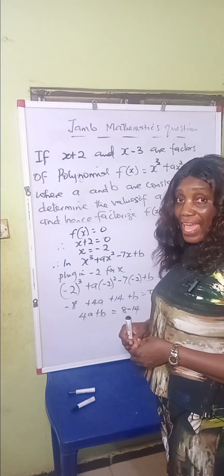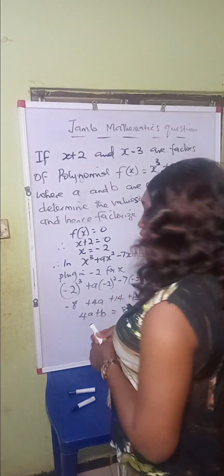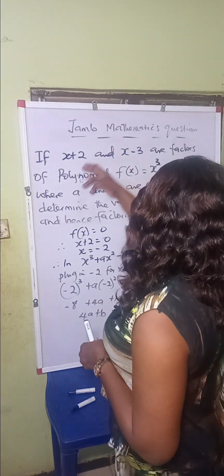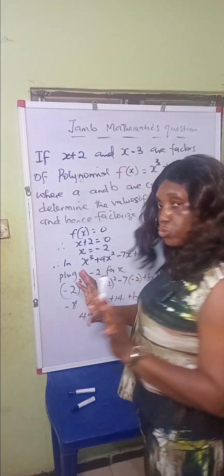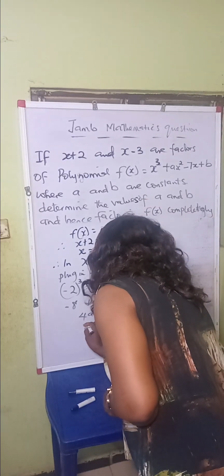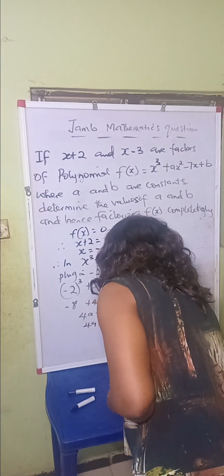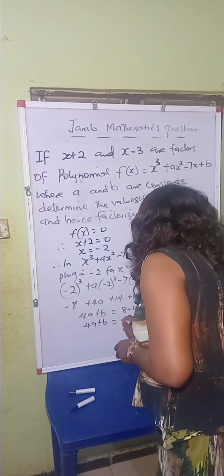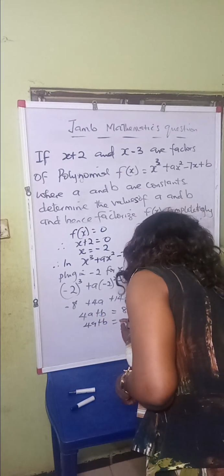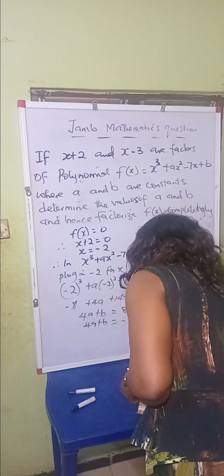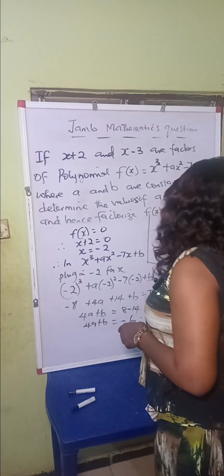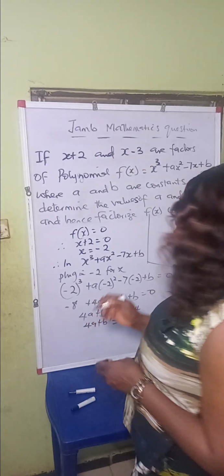We are going to arrange it in linear form because we are heading to a simultaneous equation, okay? We are going to use these two factors to form two equations for us to find a and b. So we now have that 4a plus b is equal to 8 minus 14, which will give us minus 6, and that will be our equation 1. So the same thing is what we are going to do with this x minus 3.